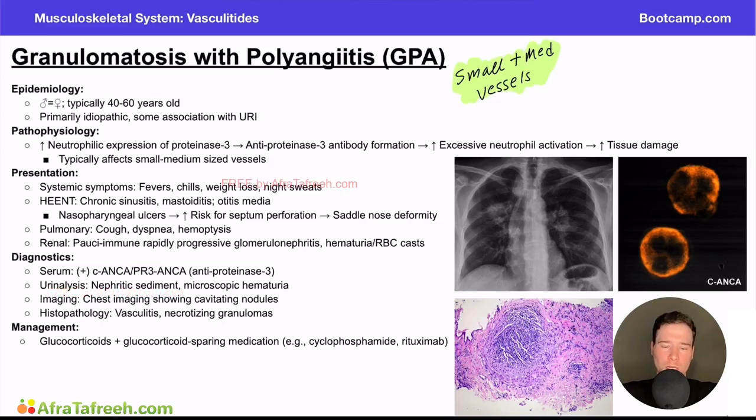So first, let's talk about the epidemiology here. And the main things I want you to know is that there's not really a predilection for males versus females here, and it's typically going to be seen in approximately a 40 to 60-year-old, so usually kind of that middle-aged patient. Again, don't get too bogged down in these.